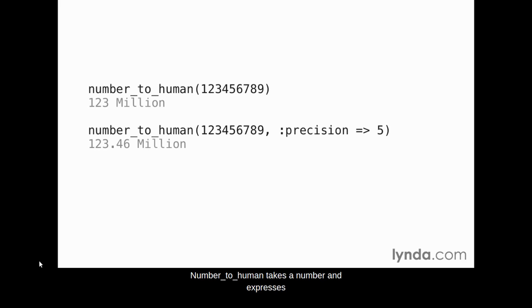Number to human takes a number and expresses that number as a simple text string. It's really good for working with large numbers. So we have this 1, 2, 3, 4, 5, 6, 7, 8, 9. That is 123 million. And we can use precision there to say exactly how many digits we want. This is not digits to the right of the decimal place. This is total number of digits that ought to appear in that number. And as our number gets larger, it'll change from thousands to millions to trillions and so on.